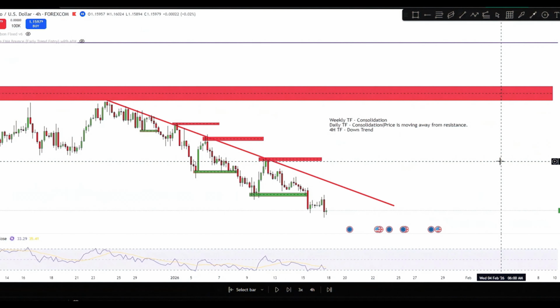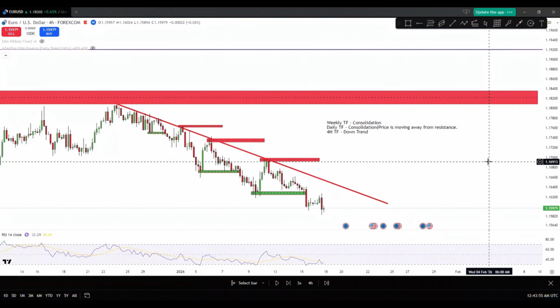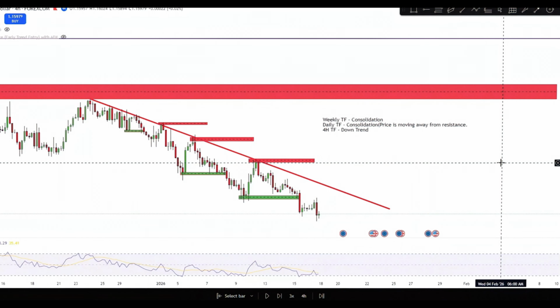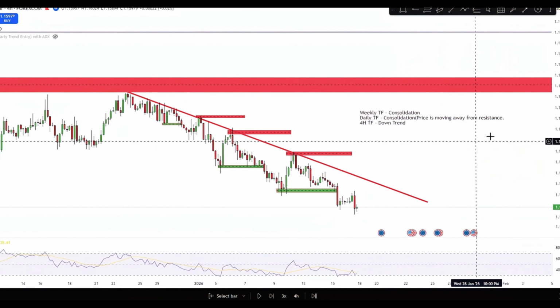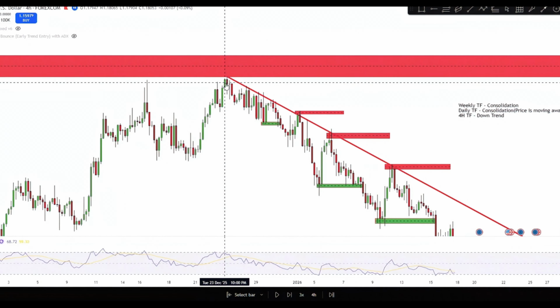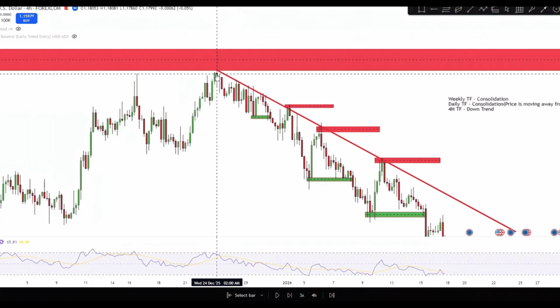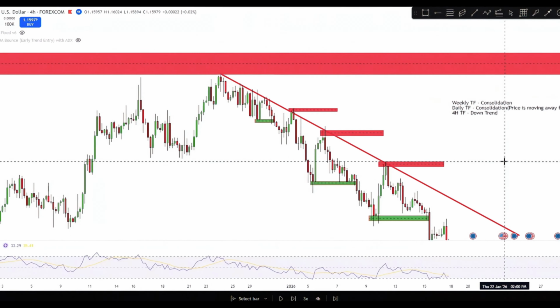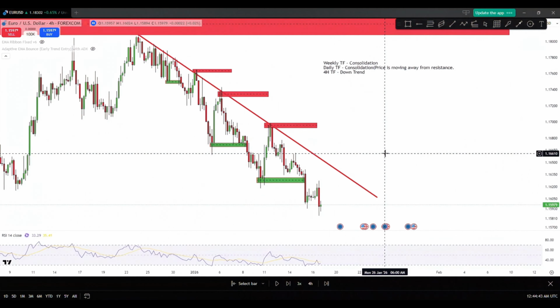Okay, so we're gonna pause here and then we're gonna go over the current situation. On the weekly time frame, we have price consolidating. On the daily time frame, we see the market structure for that zone of consolidation. And as it relates to more recent price action on the daily time frame, price rejected resistance, or price was resisted. So this zone was respected, and now we're targeting this level of support down here. And on the 4-hour time frame, we have a downtrend.